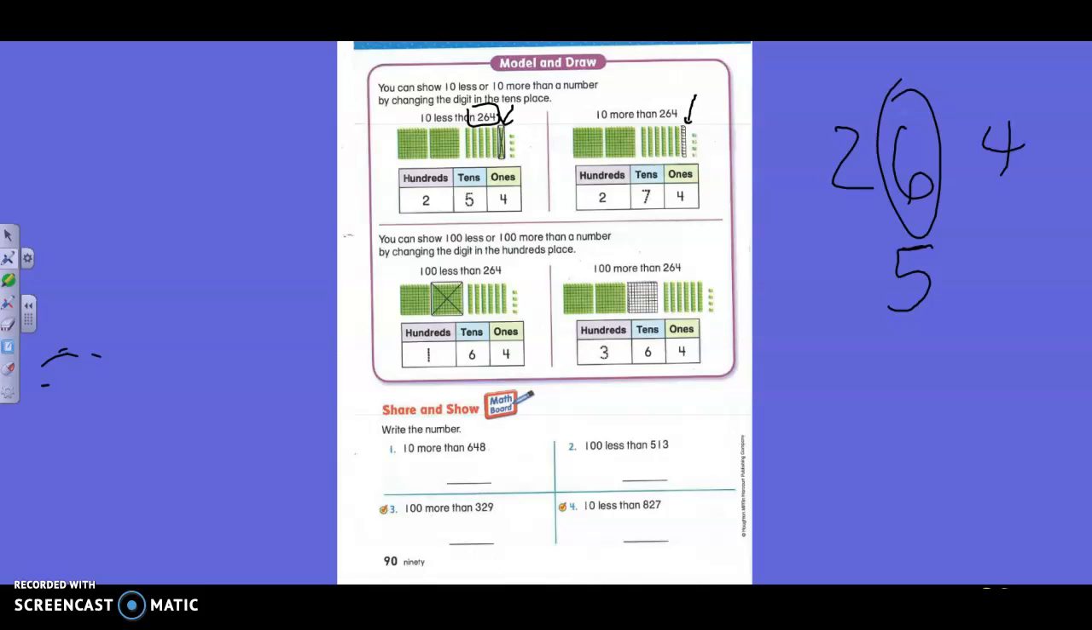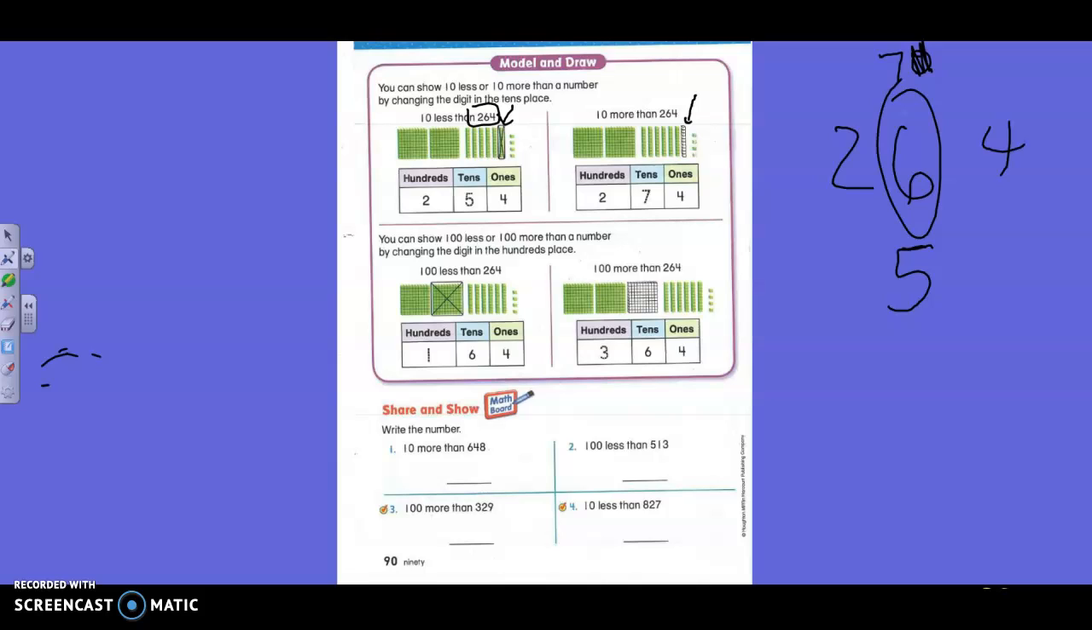10 more than 60 is 70, okay? I'm just saying in the 10s place. You have 10 more, it's 70 instead of 60, okay? All right. So let's do them together real quick.